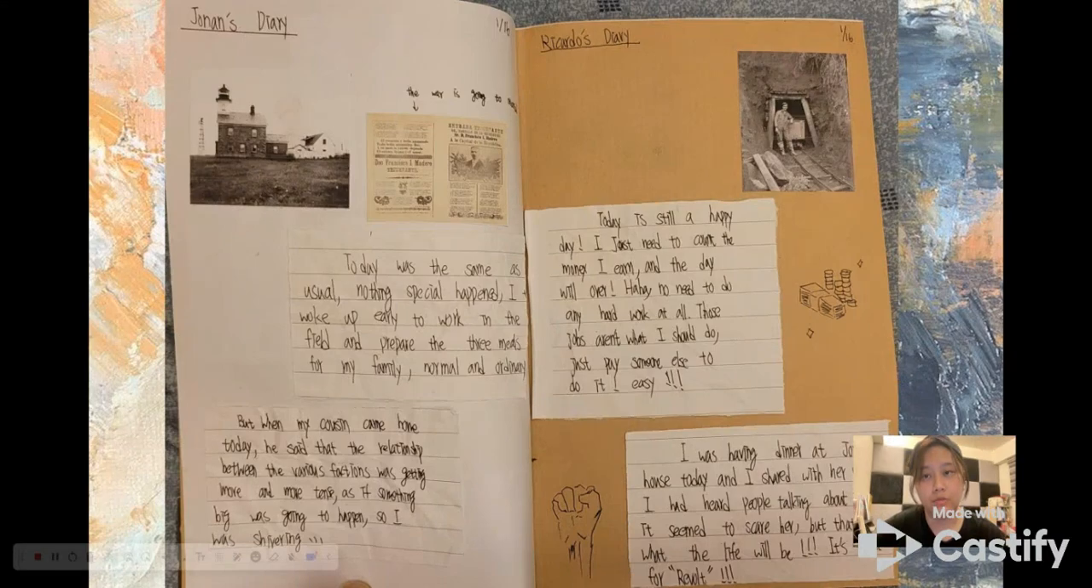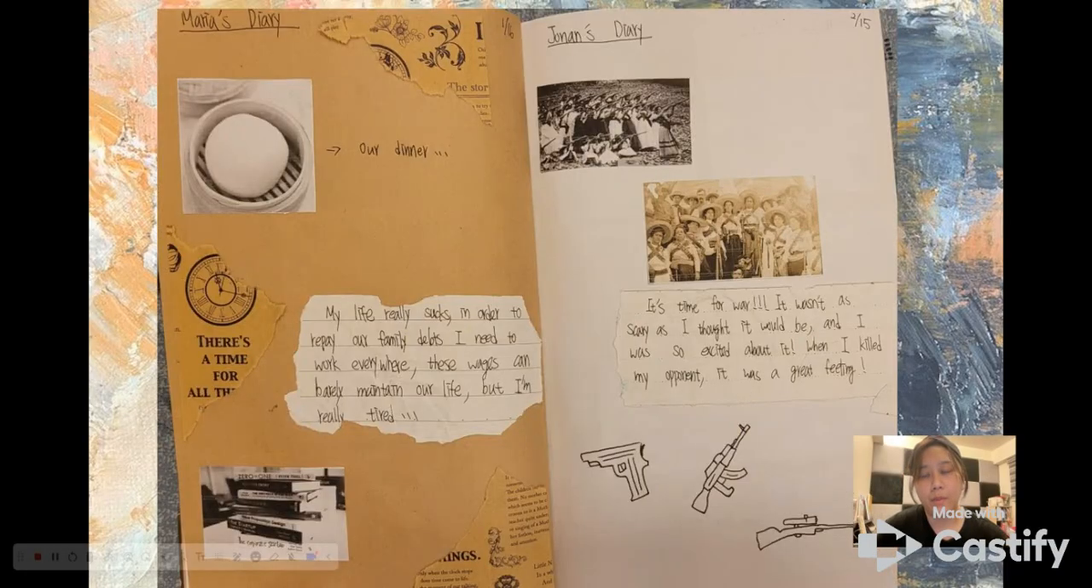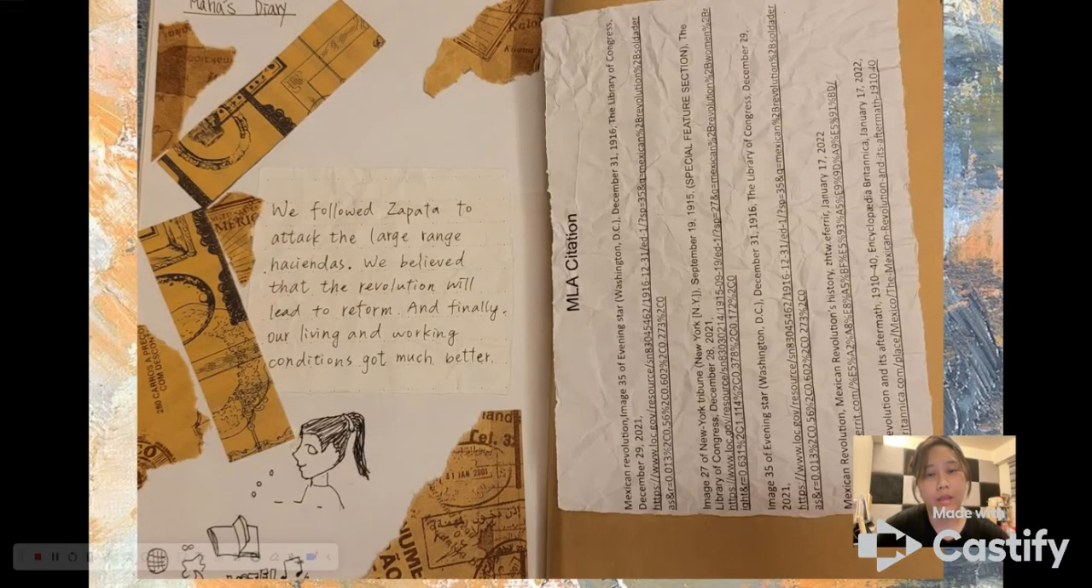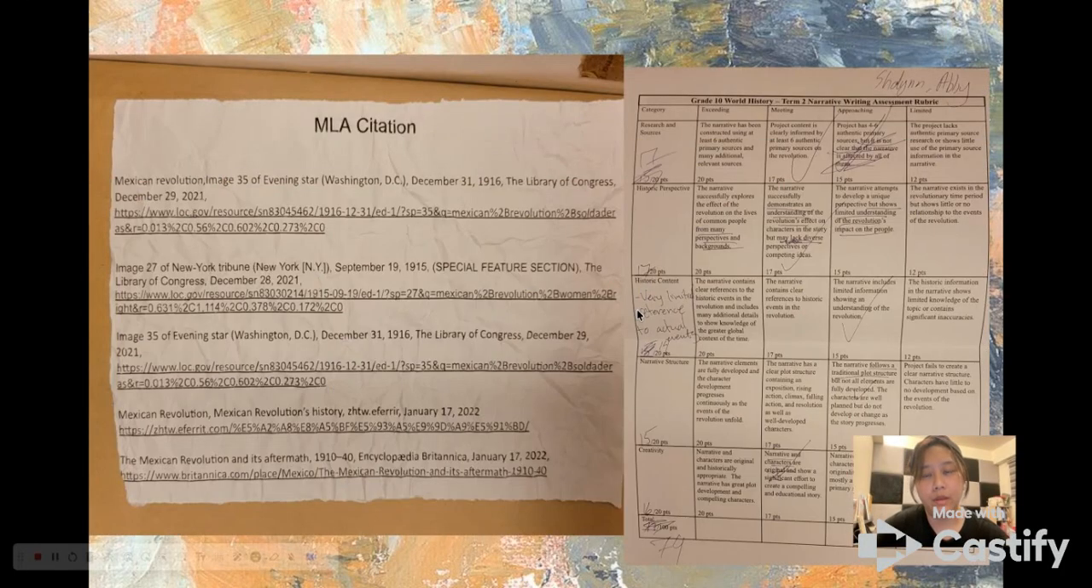Okay, I think this team decided to do a diary, so they had a narrative point of view of a Mexican ethnicity's perspective, and then they wrote it in diary format. Like you can see Jonah's diary and Ricardo's diary, and Maria's diary. Okay, and then what they've been going through, what they've been looking at, right? And they did write an MLA citation at the end, right? Very important. Okay, and then the right side is my rubric, and you will see that on your Google Classroom.